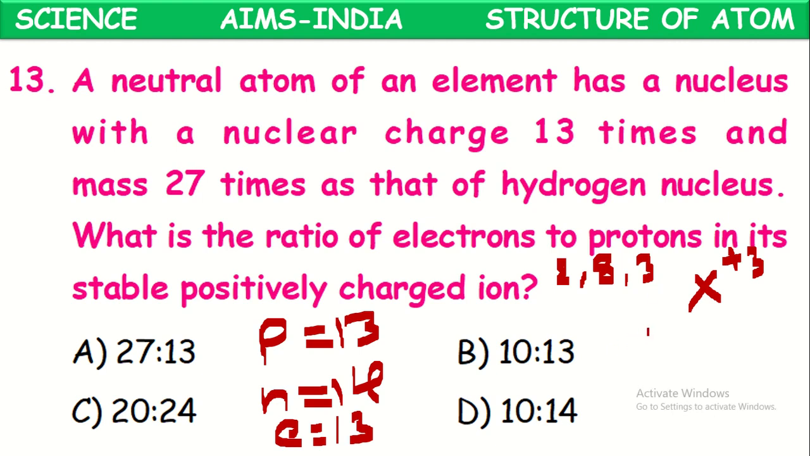Now, in the ion formed, the number of protons remains 13, and the number of electrons becomes 10, isn't it? Because it lost 3 electrons to become stable. Now they are asking the ratio of electrons to that of protons. 10 is to 13.